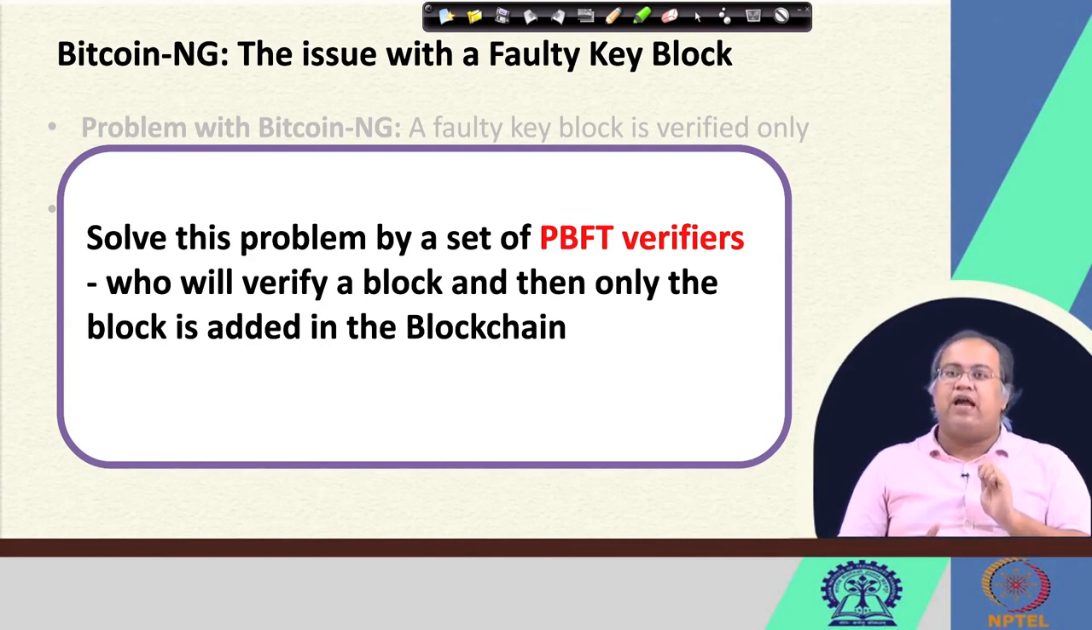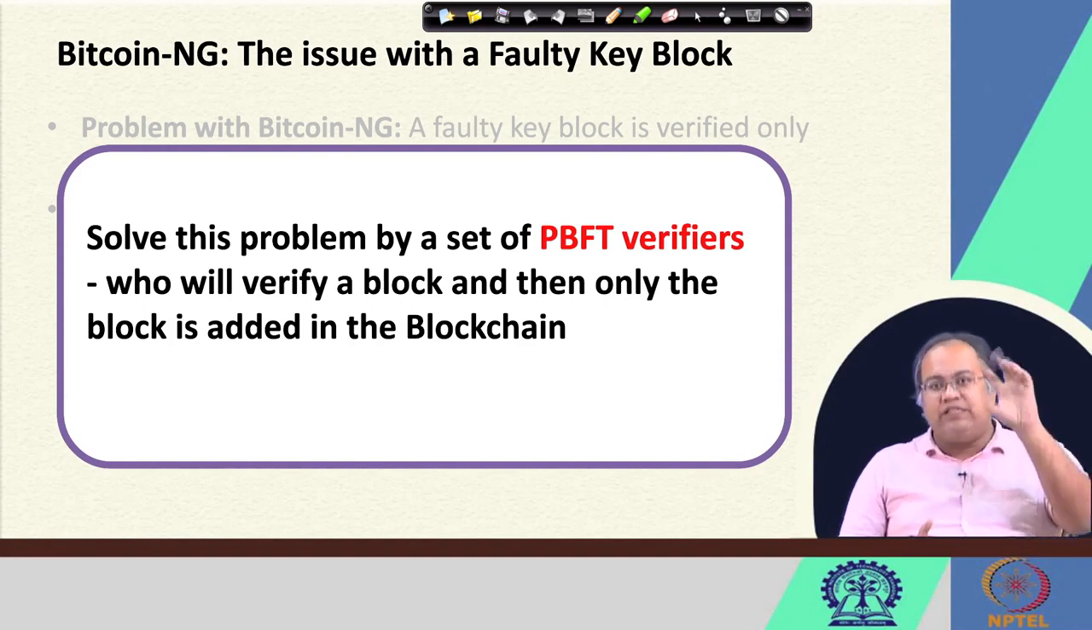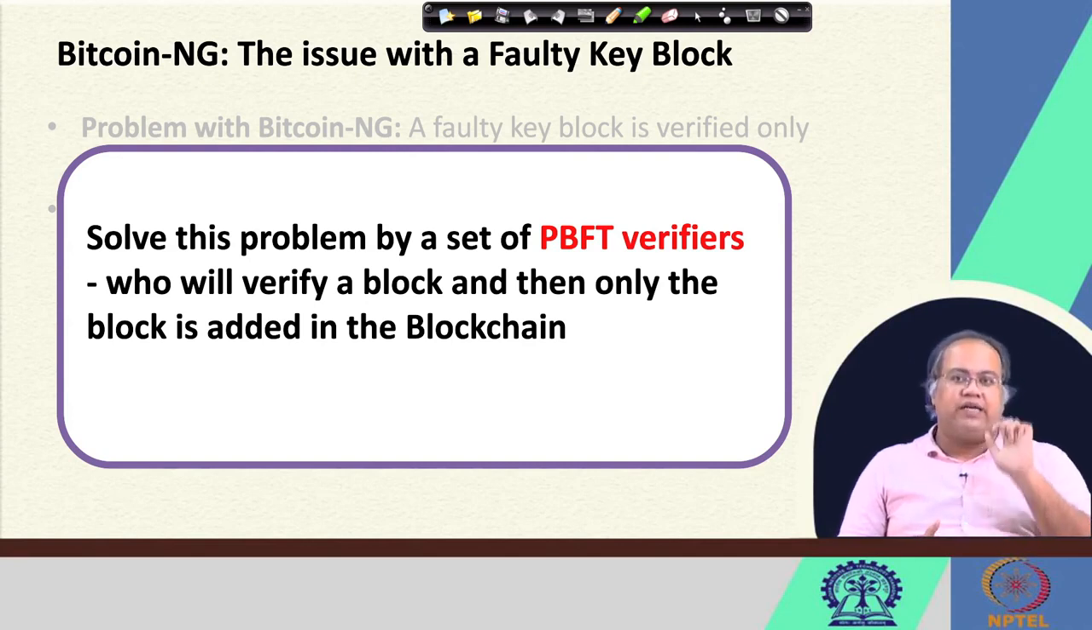Here I can utilize the idea of the Byzantine agreement protocol. As we know, a Byzantine agreement protocol within a small consensus group works really fast. So, I can have a set of PBFT verifiers which can quickly check that a particular microblock is good, and once they authorize that, the microblock gets added in the system. That idea works well in such a context. That way I can avoid introducing faulty microblocks in the system by an elected leader or an elected miner.